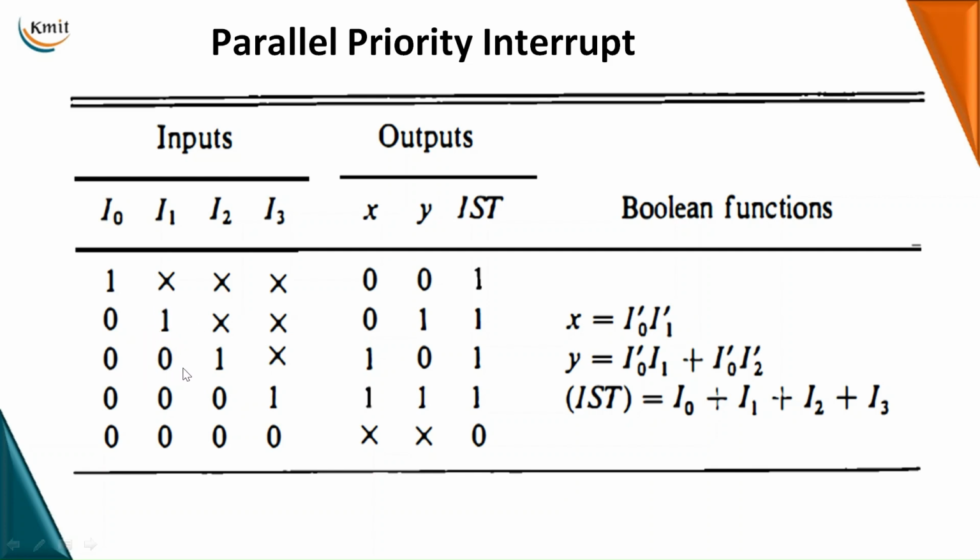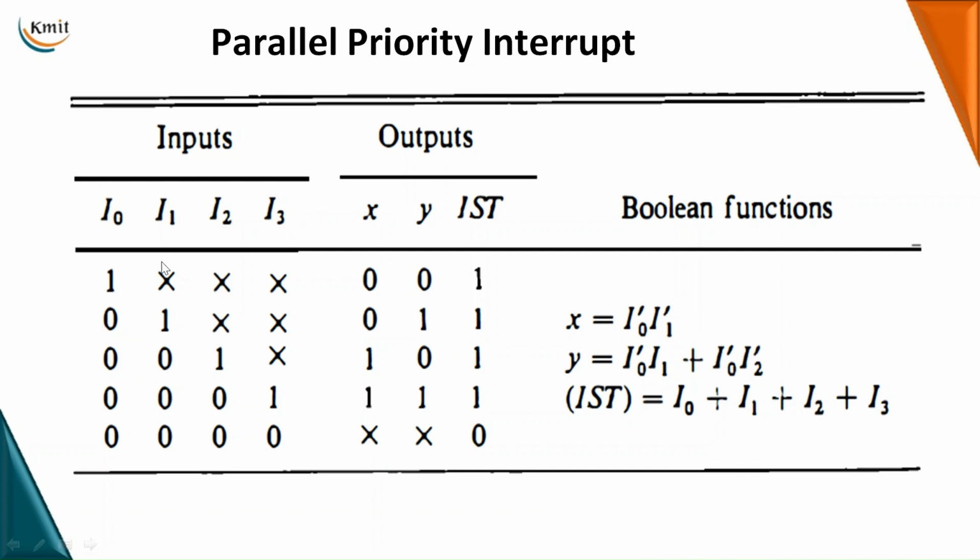Similarly, if there is no interrupt from I0 and I1 but there is an interrupt from I2, this is a don't care condition. If there is no interrupt from I0, I1, I2, and there is an interrupt from this low priority device I3, then this device will be serviced. And if there is no interrupt signal from any device, nothing will be serviced.